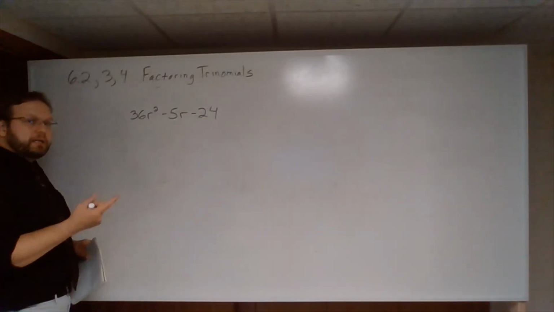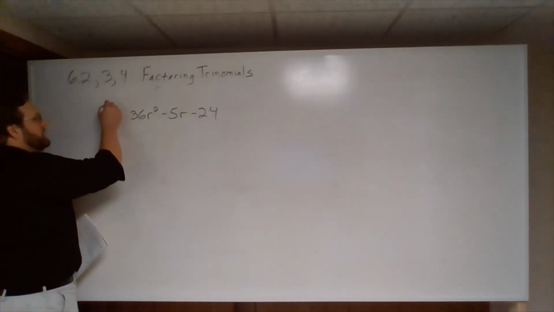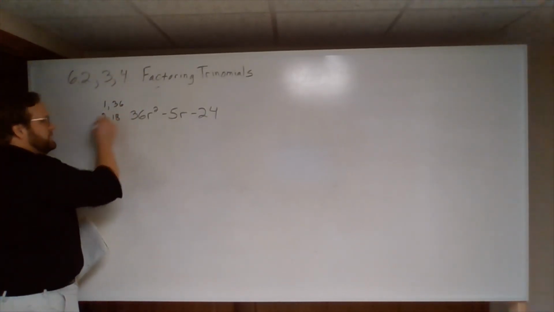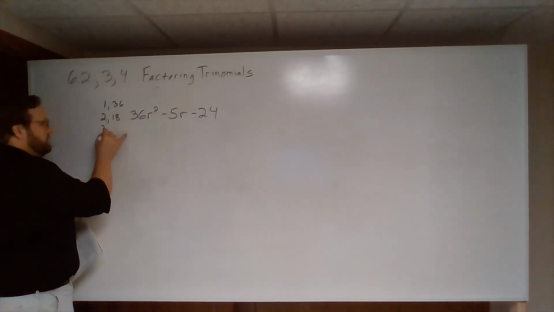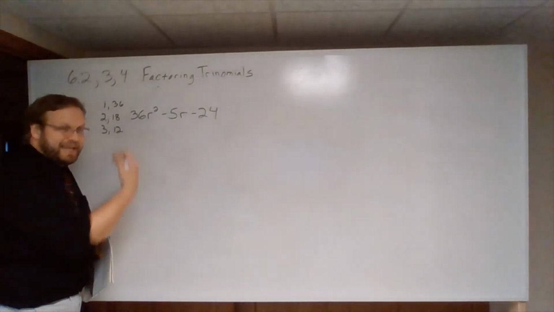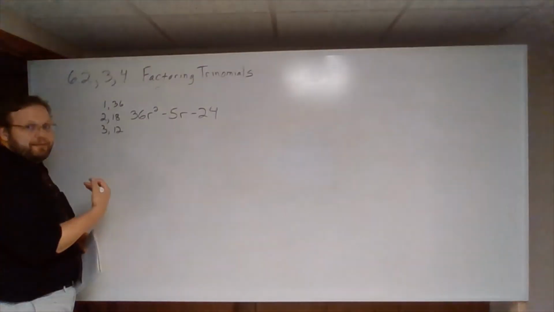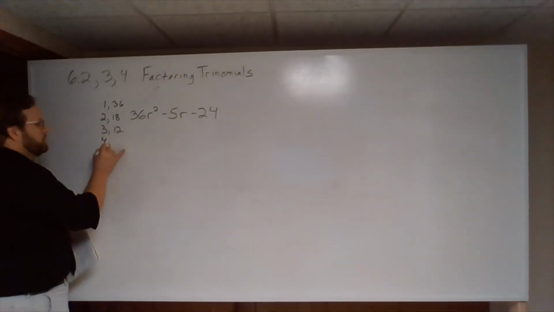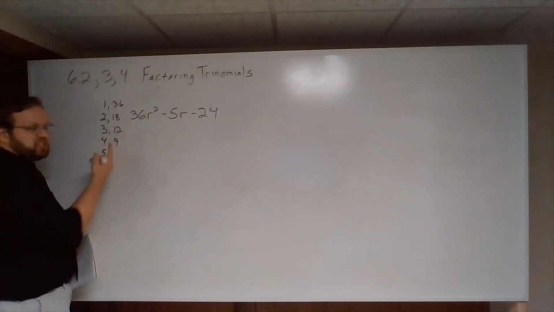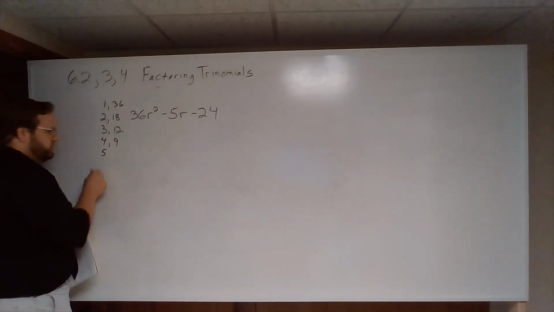Don't randomly pick numbers. 1 times 36, 2 times 18, 3 times 12. Do you see how I'm going through this strategically and in order? I don't miss anything that way. 4 times 9. 5 doesn't go into 36, so don't do that.